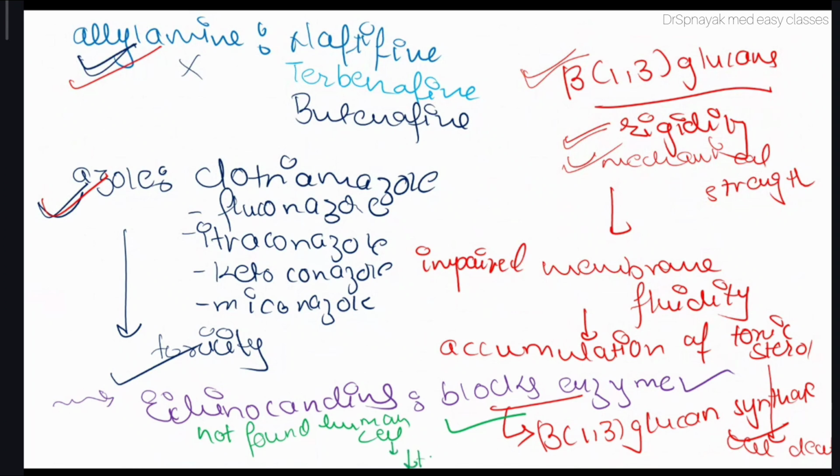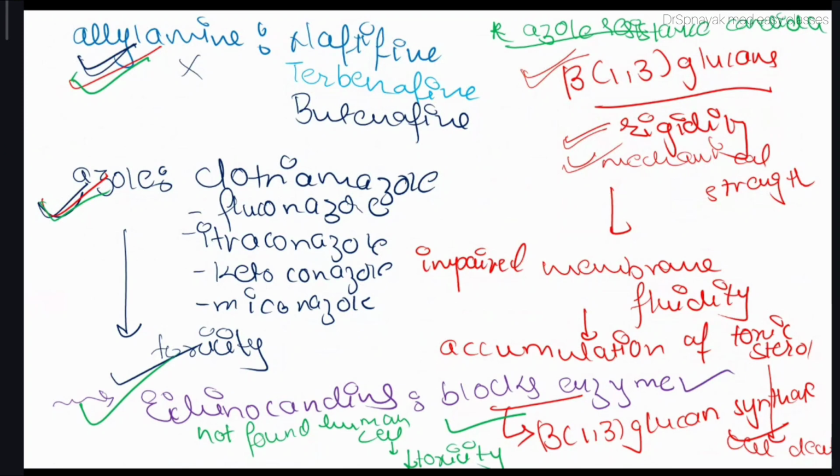Ultimately, it will reduce the toxicity. It has reduced toxicity as compared to the allylamines and the azoles. The second most important advantage of the echinocandins is that they can be used in azole-resistant Candida infection. Candida species are fungi responsible for causing certain infections in humans: mouth infections, skin infections, vaginal infections. So for those Candida species which are resistant to the azoles, echinocandins become the drugs of choice. So these are the two main advantages of echinocandins.